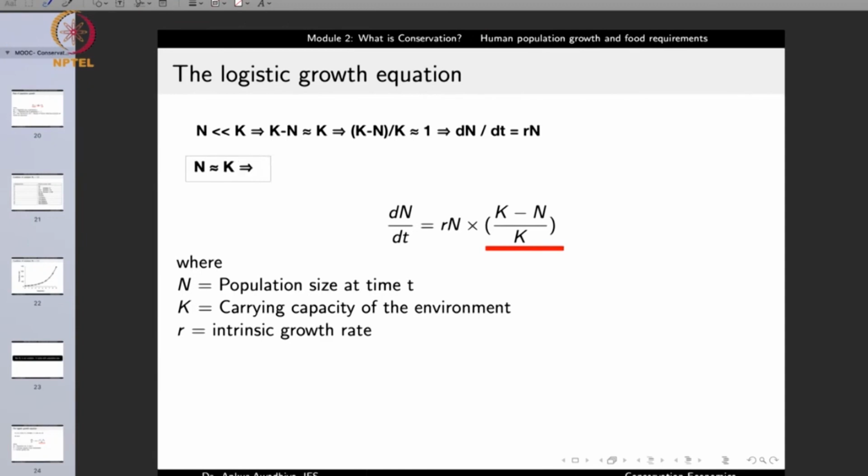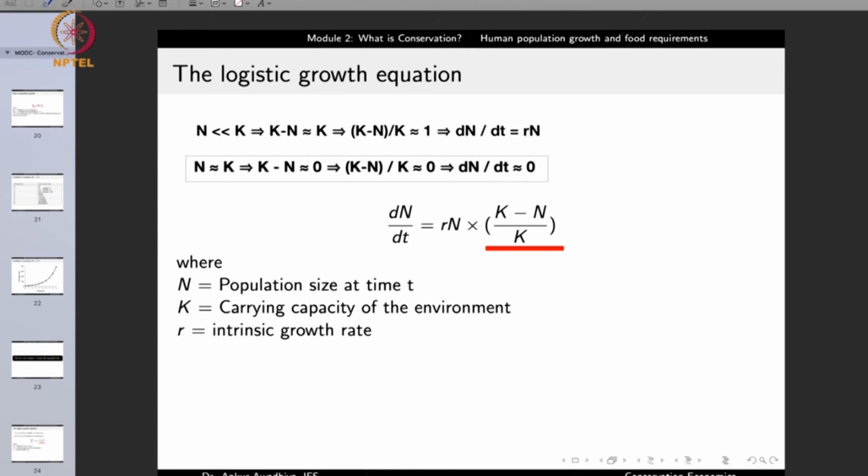we have a situation that k minus n is approximately equal to 0, because k and n are very close together. So k minus n is very small and we can say that it is tending towards 0, which would mean that k minus n divided by k is approximately equal to 0, or it is a very small figure. When that happens, this k minus n by k is roughly equal to 0. So dn by dt is approximately equal to 0.